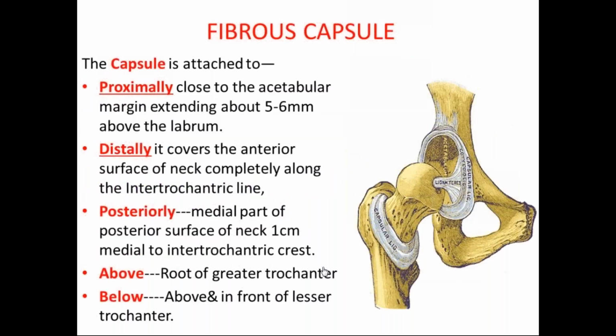The fibrous capsule is attached on the hip bone to the acetabular labrum, the transverse acetabular ligament, and to the bone above and behind the acetabulum. On the distal aspect, on the femur, it is gaining attachment to the intertrochanteric line in front and 1 centimeter medial to the intertrochanteric crest on the posterior aspect. Anterosuperiorly, the capsule is thick and firmly attached to the root of greater trochanter. Posteroinferiorly, it is thin and it is attaching in front of the lesser trochanter.